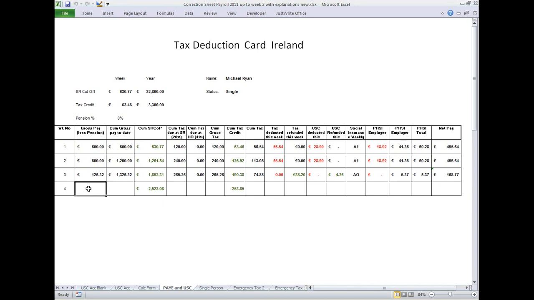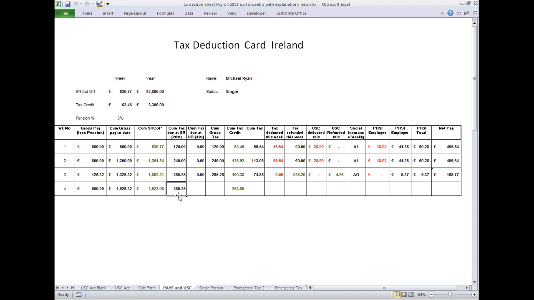And now back to week 4. Again in week 4 he earns 600 euros, so we'll put that there. Now to get the cumulative or year to date gross pay, you add that to that, add that to that, to give the gross year to date pay, and that ends up at 1926.32. Now notice there the cumulative standard rate cutoff, he hasn't exceeded that, so year to date all of that will be at 20%.